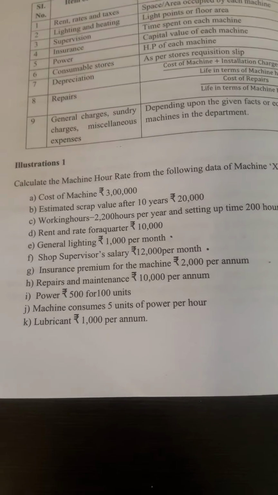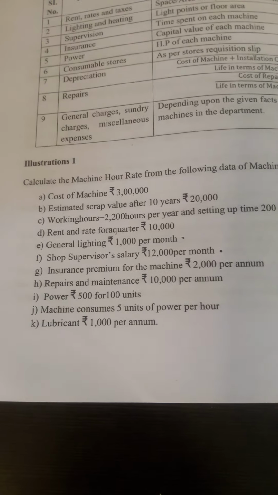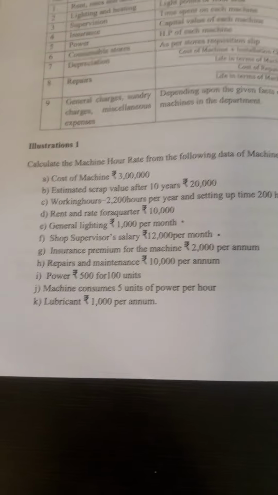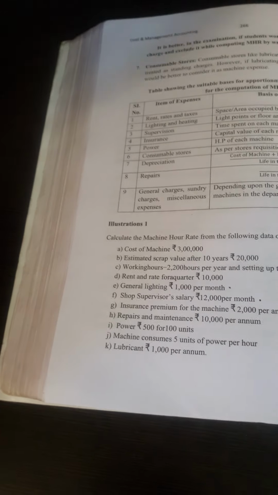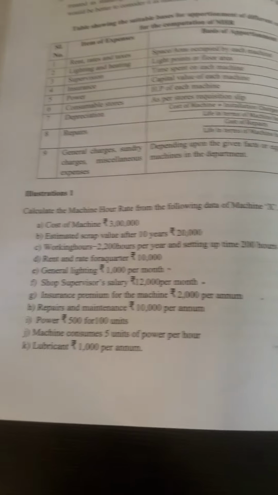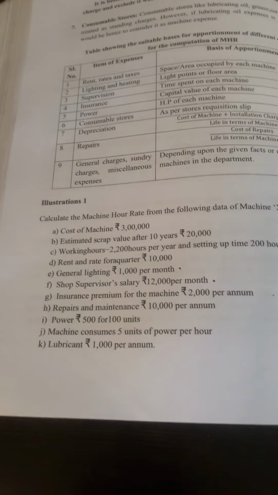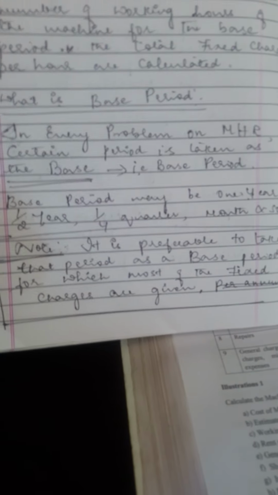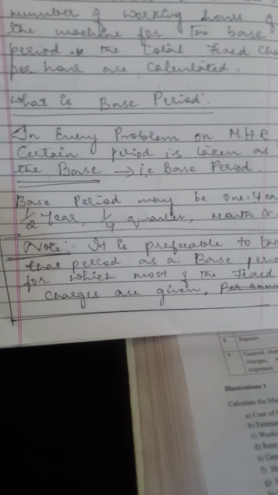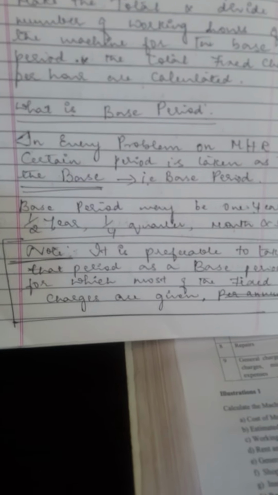Another important thing is you have to find out what the base period is. Base period is the period for which machine hour rate is calculated. I repeat, base period is the period for which machine hour rate is calculated. In every problem on machine hour rate, a certain period is taken as the base period. And it is preferable to take that period as the base period for which most of the fixed charges are given.